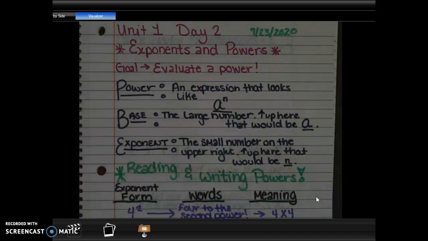Alrighty. Unit 1, Day 2, Exponents and Powers. So our goal today is to be able to evaluate a power. And there's 3 different ways you're going to do that, okay? But I'm going to show you each one of them.